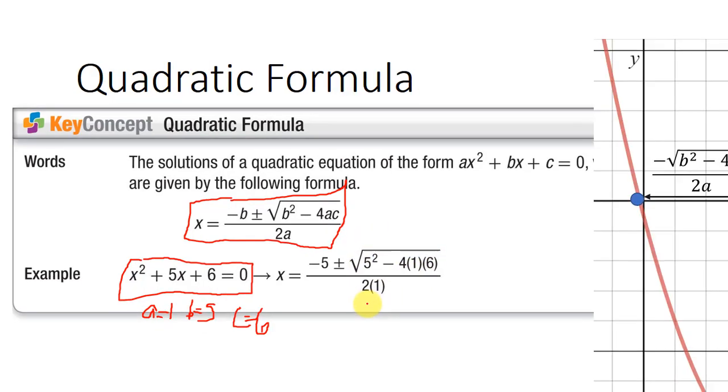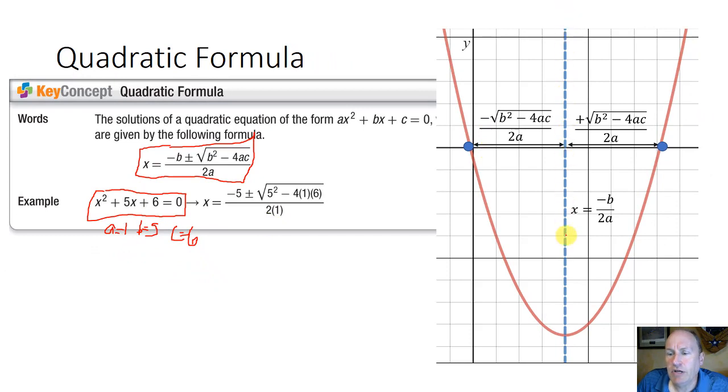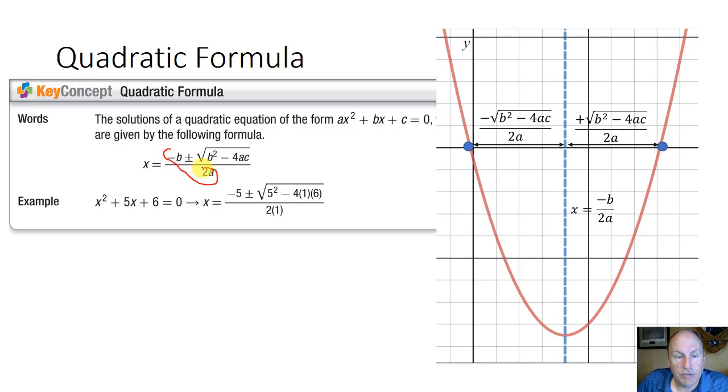So how does it get the way it is? We know that every quadratic is divided symmetrically into two parts by the axis of symmetry, which has the equation x equals negative b over 2a. Well, that happens to be the first part of the quadratic formula. So the center is along x equals negative b over 2a. That's where the negative b over 2a comes from.